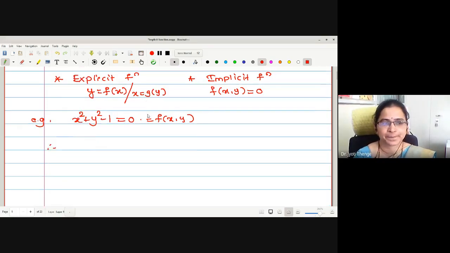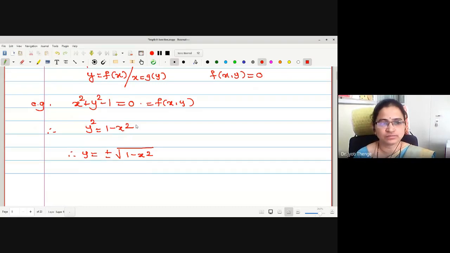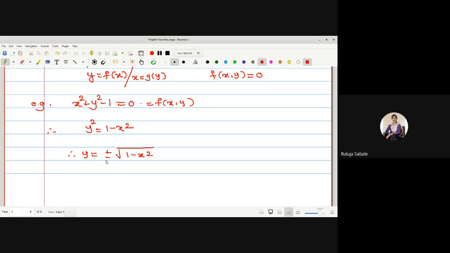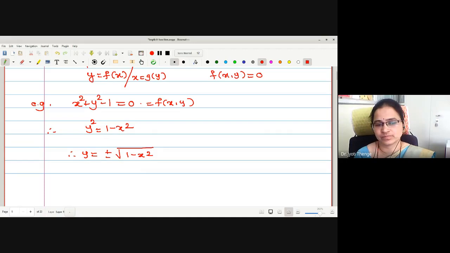Now here what will be the value if I calculate for y? Y square is 1 minus x square. So y can be written as like this, no? Is it the function? Is it the explicit function? Whether y is a function? What is the value of y for x equal to 0?